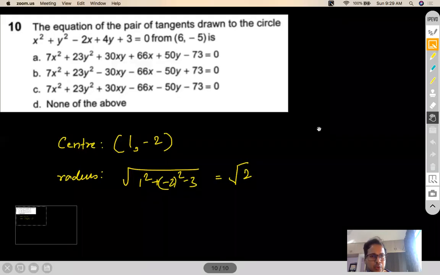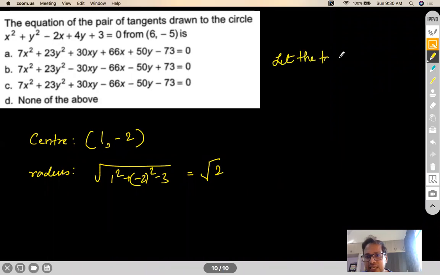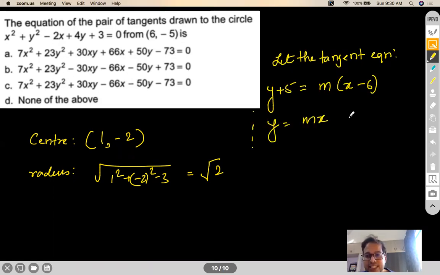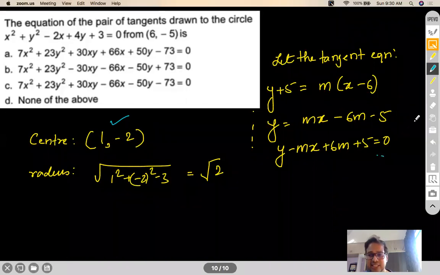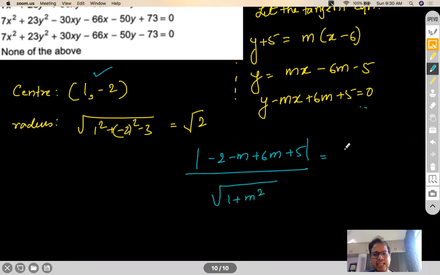Now, I will assume that the tangent equation is y minus of minus 5 is equal to m times x minus 6. In other words, I'm assuming the tangent equation to be y is equal to mx minus 6m minus 5. Okay. Better to write it on one side like this. Let this be the tangent. If this is the tangent, that means the distance of the center from this should match the radius. Correct. So what is the distance of the center? It will be mod of minus 2 minus m plus 6m plus 5 by under root of 1 plus m square. This should be equal to the radius of the circle.